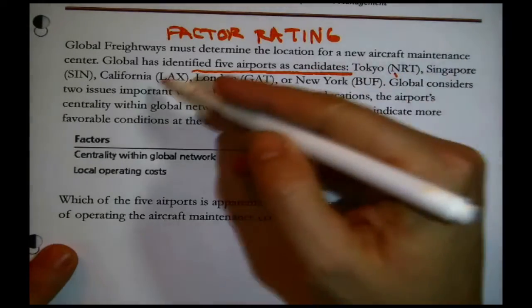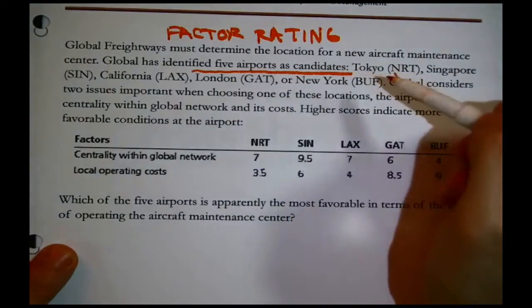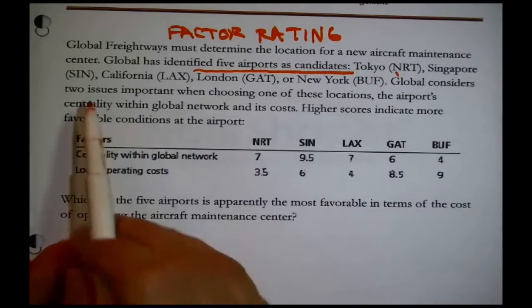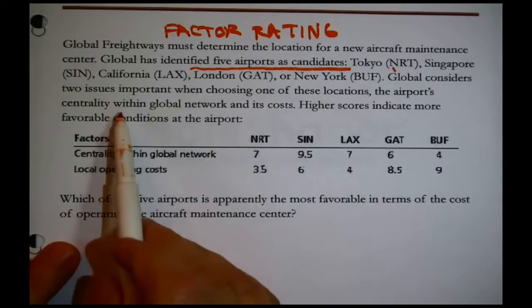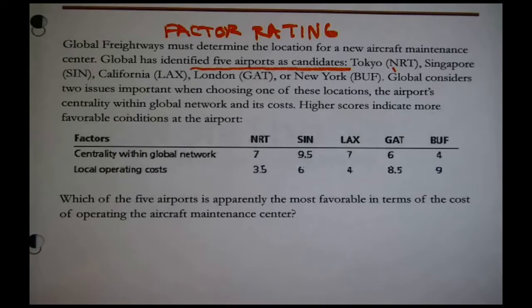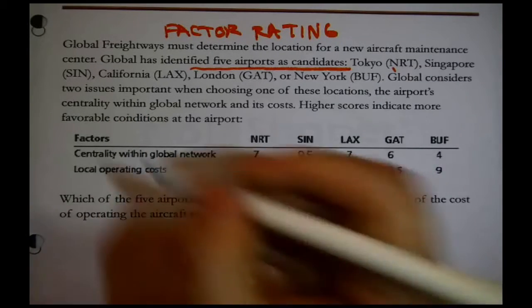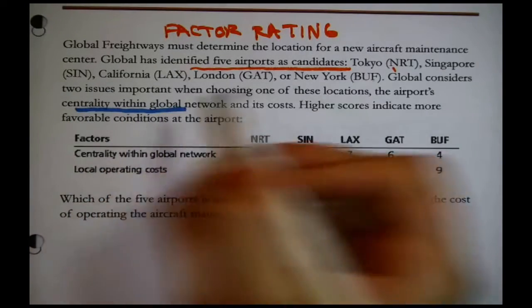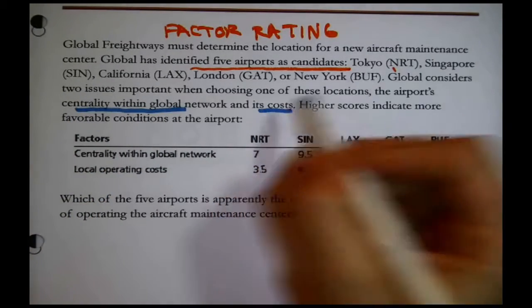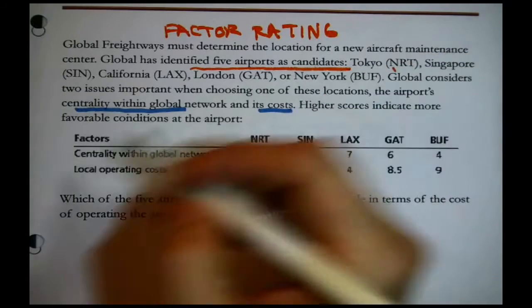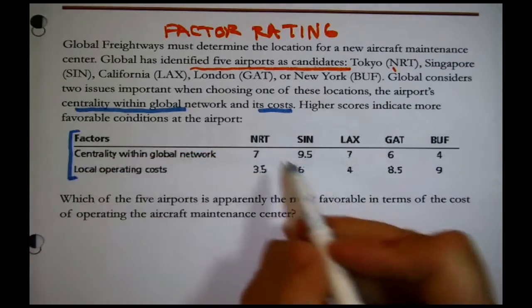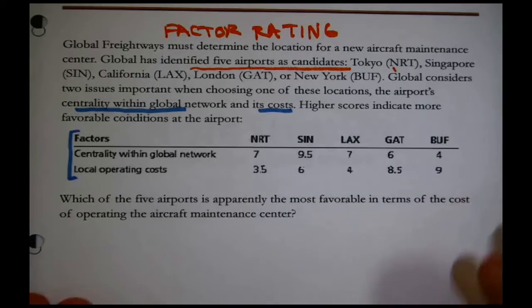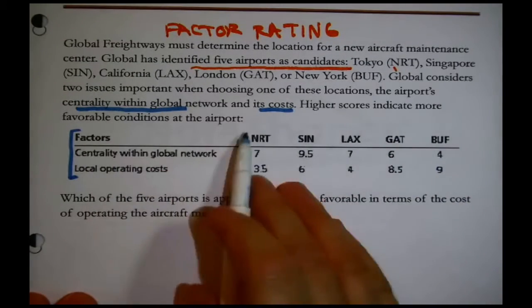Tokyo, Singapore, California, London, and New York. Global considers two issues important when choosing one of these locations: the airport's centrality within the global network and its costs. Now wait a minute, this is a different issue. These are the candidates, these are the factors, which we will rank the candidates on. Higher scores indicate more favorable conditions at each airport.